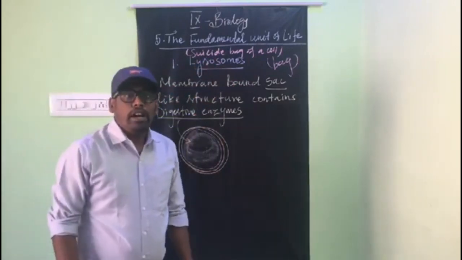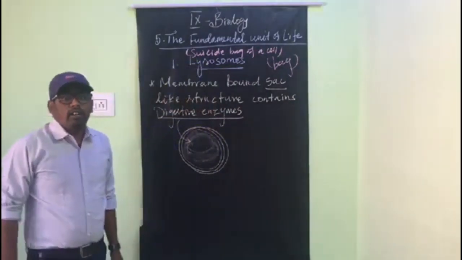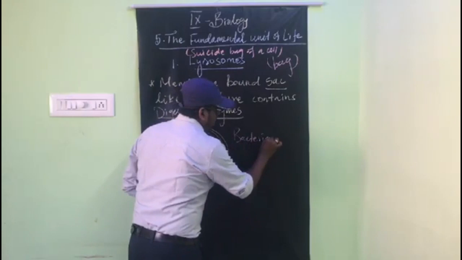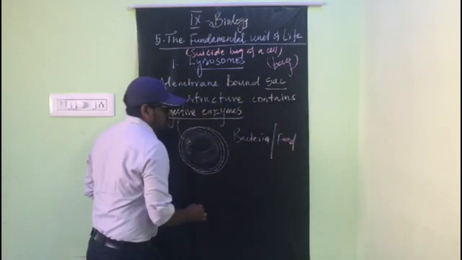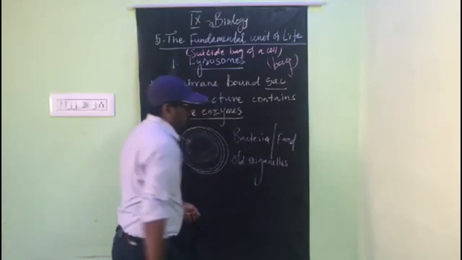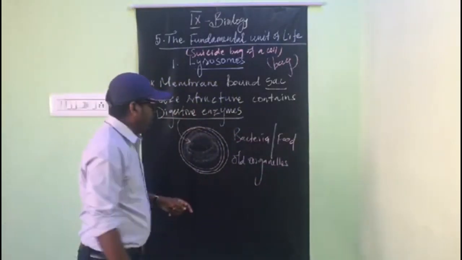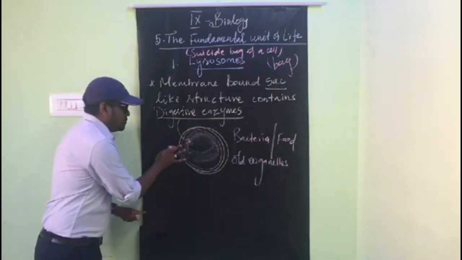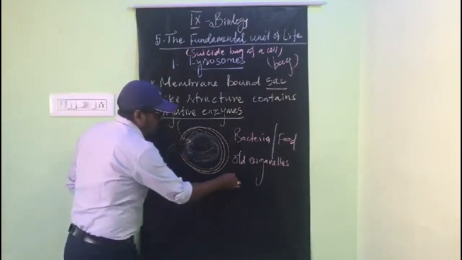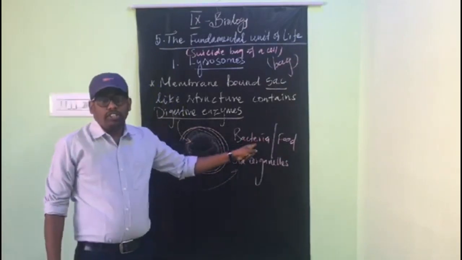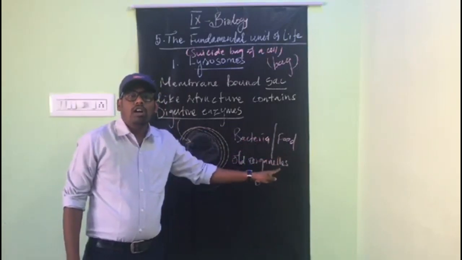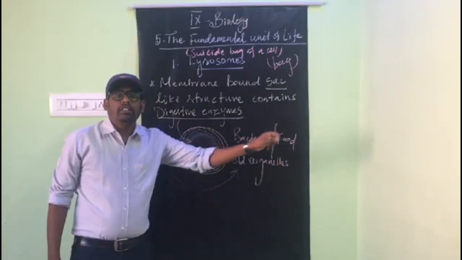So why is it called the suicide bag of the cell? When there is a foreign body, what is a foreign body? It may be a bacteria or any food item or any old organelle. It is there inside the cell. Suddenly this lysosome bursts, and the digestive enzymes are released and digest the bacteria or food molecules or any old, unwanted or worn out cell organelles present inside the cell.